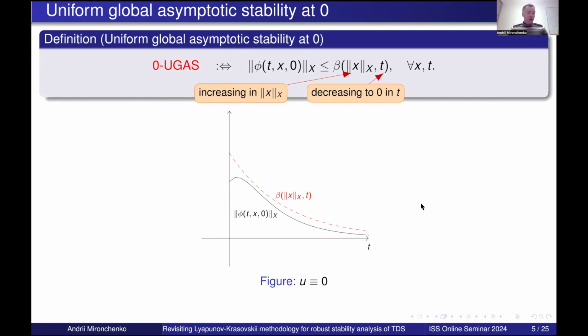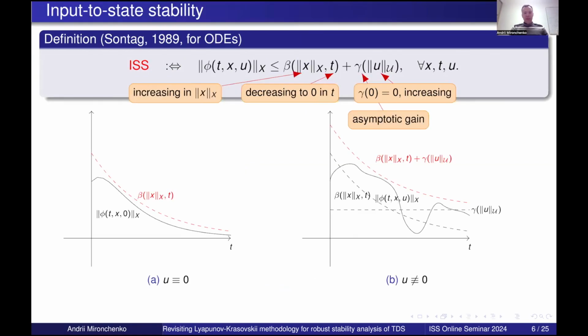Okay, but we're going to study systems with inputs. Therefore, we need another concept, and which is natural for this seminar series, we will introduce the concept of input to state stability. A system is called input to state stable if the norm of the trajectory is upper bounded by a sum of two functions. One is a beta function, a KL function, which describes the transient behavior of the system. And the second is a K infinity function gamma, which is called asymptotic gain, and it describes the asymptotic deviation of a system from the origin.